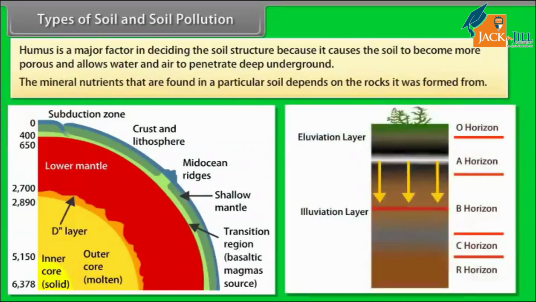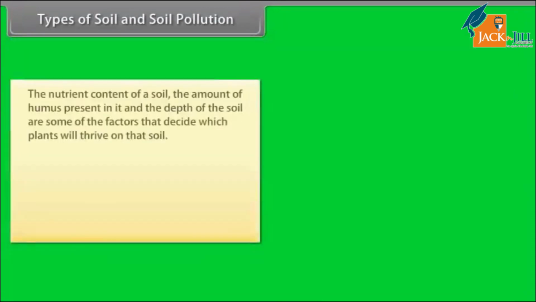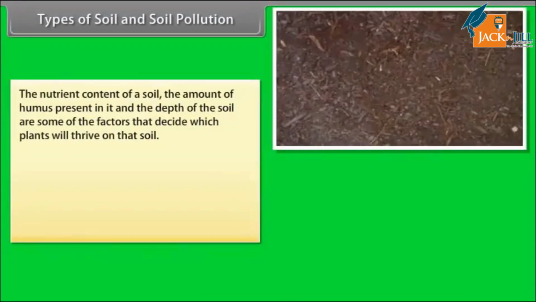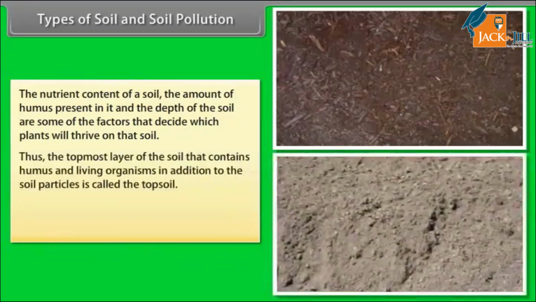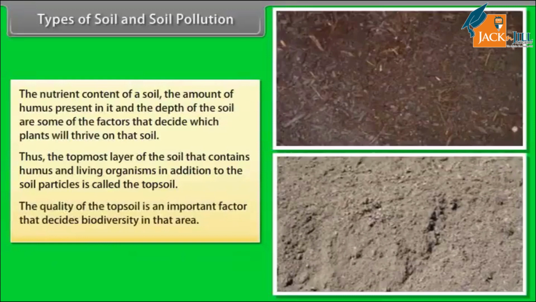The mineral nutrients that are found in a particular soil depend on the rocks it was formed from. The nutrient content of a soil, the amount of humus present in it, and the depth of the soil are some of the factors that decide which plants will thrive on that soil. Thus, the topmost layer of the soil that contains humus and living organisms, in addition to the soil particles, is called the topsoil. The quality of topsoil is an important factor that decides biodiversity in that area.